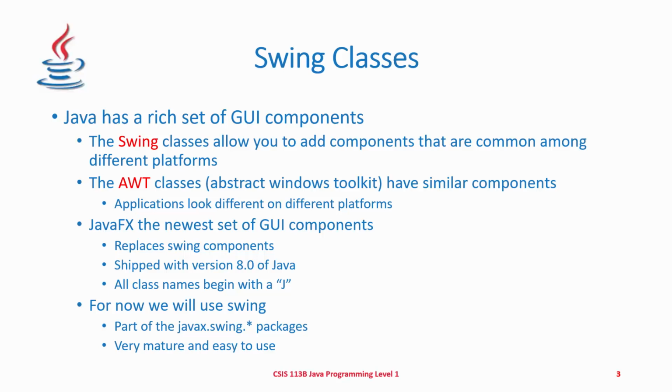Whereas with the newer GUI components, the Java FX components, it replaces the Swing and the AWT and makes it more consistent. Your components are more consistent across operating systems that way. And Java FX, as I say, you'll be learning about in the Level 2 course. It was shipped with version 8 of the Java specification. And all the names you'll see too begin with a J, whether you're using Java FX or AWT. So for now, we use Swing and AWT in this course. And that's mainly because it's very mature, been around a long time, and it's easy to use.